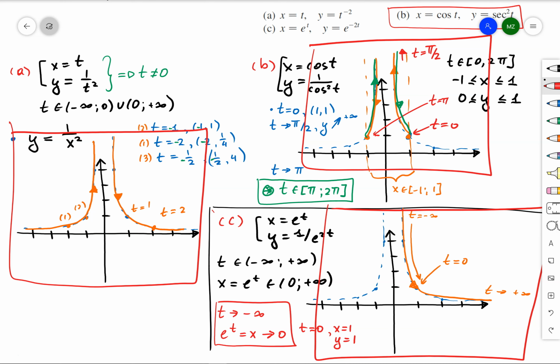And that is going to be our graph C. And right now we can see we have the same Cartesian graph, but different parameterizations A, B, and C, which give us different parametric graphs.